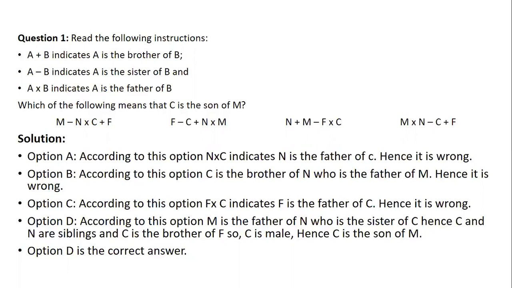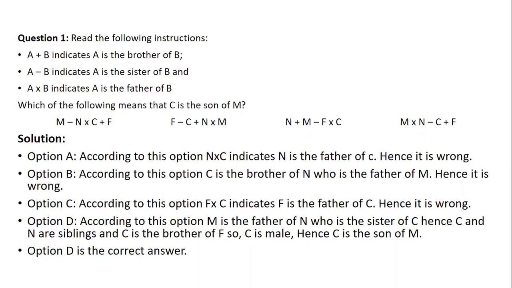So hence it's wrong, because they are asking, which of the following means C is the son of M? So M and C: M is the father and C should be the son. But here what is A telling? N is the father of C. So it's wrong. We need a relation where M is the father of C.